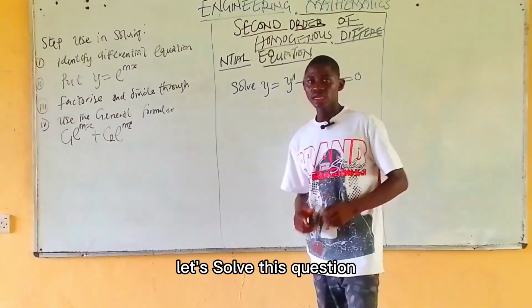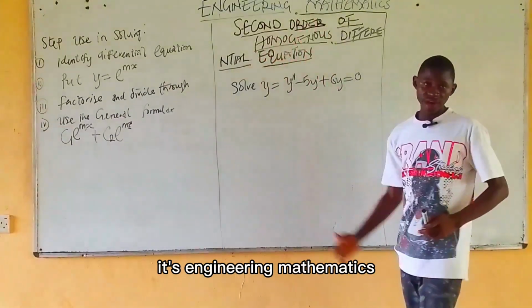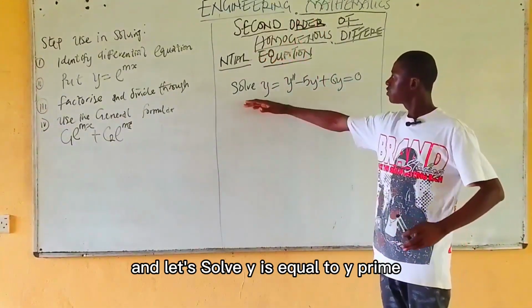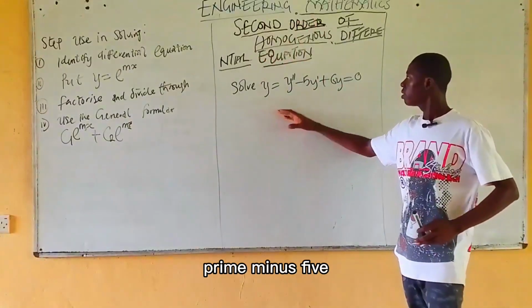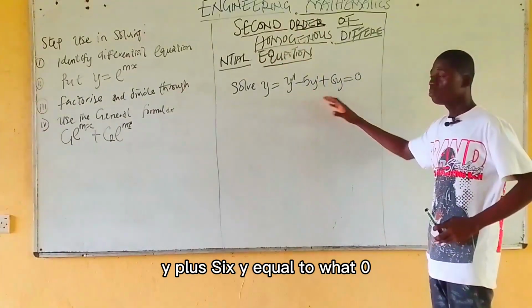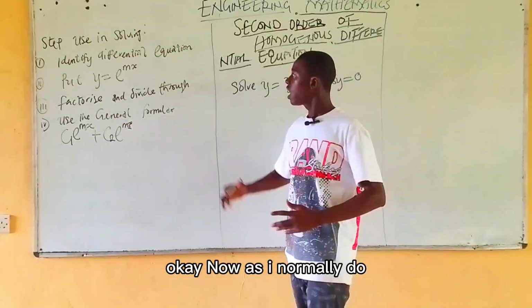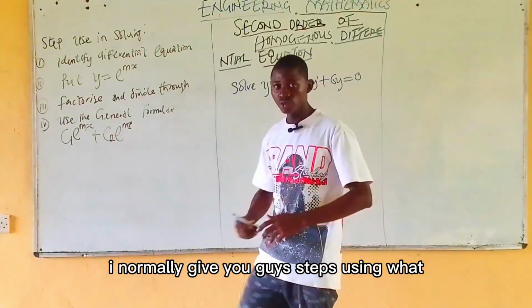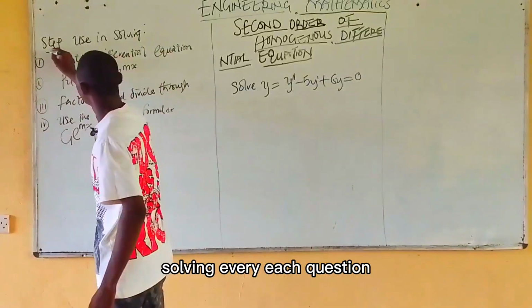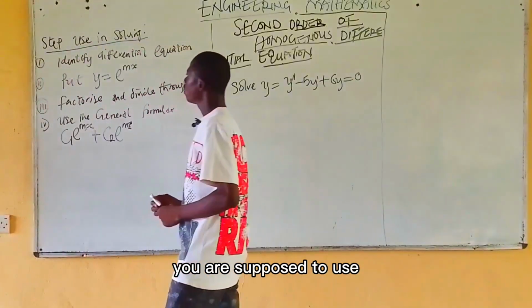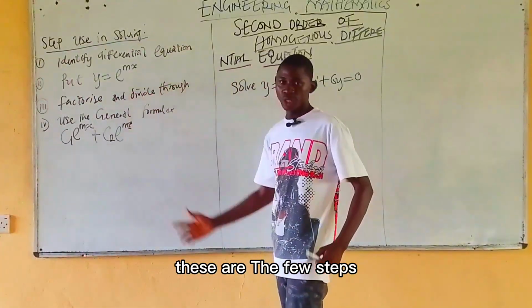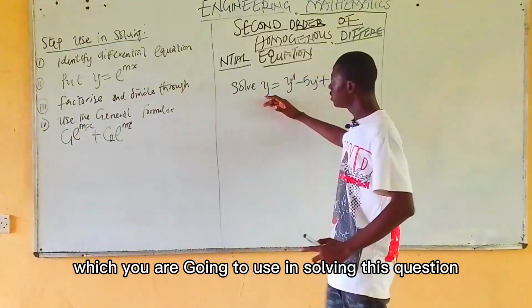Alright guys, so we should solve this question. It's engineering mathematics. We should solve y'' - 5y' + 6y = 0. Now, as I normally do, I give you steps to use in solving each question. These are the two steps which you are going to use in solving this question.